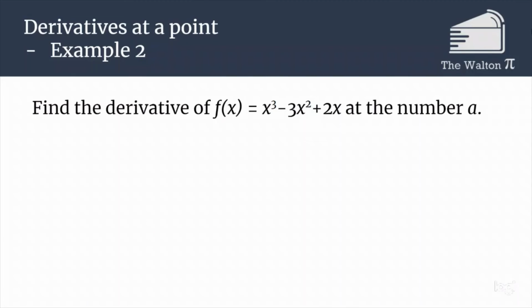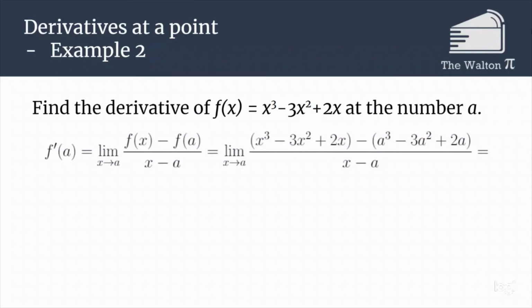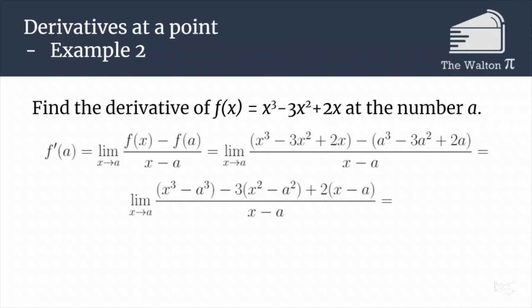Let's do the same exact thing, except we are going to use the other definition. So the limit as x goes to a of f of x minus f of a all over x minus a. Well, that's going to give us x cubed minus 3x squared plus 2x minus a cubed minus 3a squared plus 2a, all over x minus a. Clumping terms that look similar, we have x cubed minus a cubed, minus 3 times x squared minus a squared, plus 2 times x minus a.